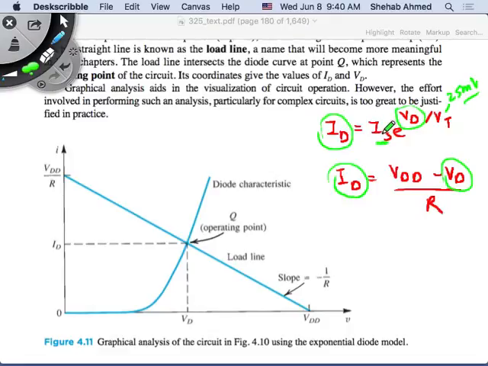So how do I solve this graphically? I can plot this and plot this. So this is plotted as this exponential function. I don't know where I'm operating yet.